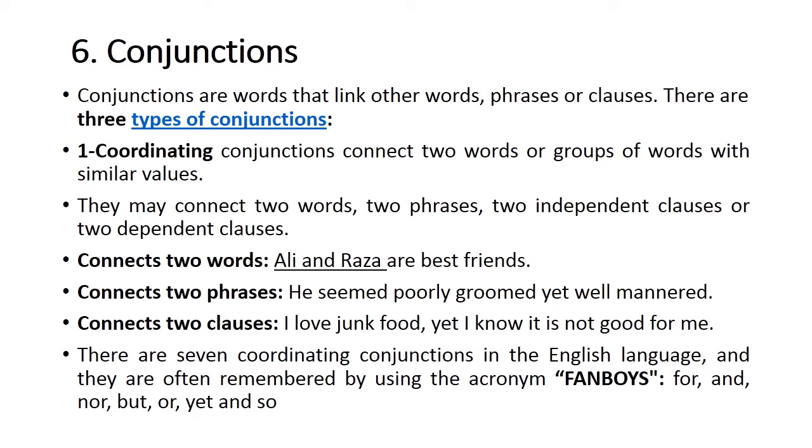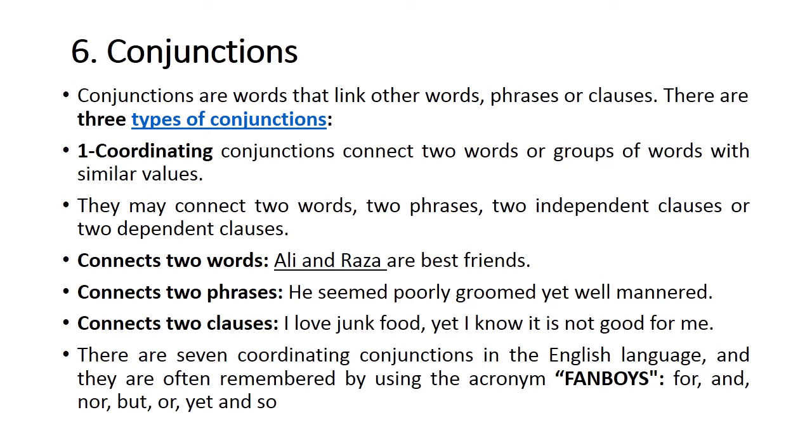And now look at conjunctions, another part of speech. Conjunctions are words that link other words, phrases or clauses. There are usually three types of conjunctions. Coordinating, the first type of conjunction, connects two words or groups of words with similar values. They may connect two words, two phrases, two independent clauses or two dependent clauses.